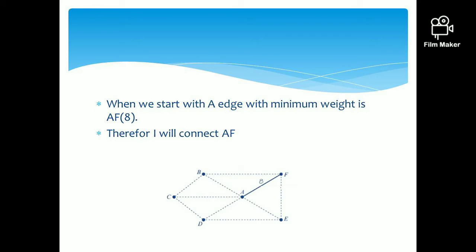Now let's move on. If you start with A, see which edge has the minimum weight. If you work this out, you can understand that AF, with the weight of 8, is the minimum weighted edge. Therefore, I'll connect AF.